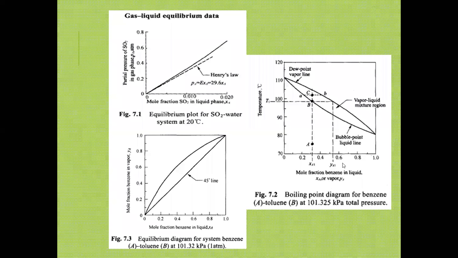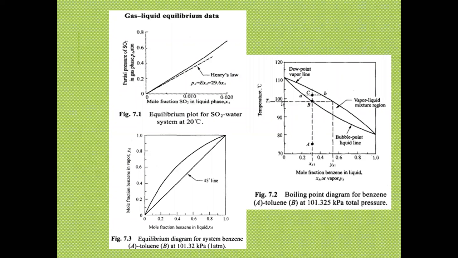On the horizontal axis, you have the mole fraction of benzene in the liquid or in the vapor phase, meaning the value on the horizontal axis could either be X or Y. Why is that? Because on the vertical axis, you have the temperature. So given the temperature for a saturated liquid mixture of benzene and toluene, you'll be able to determine the XA.